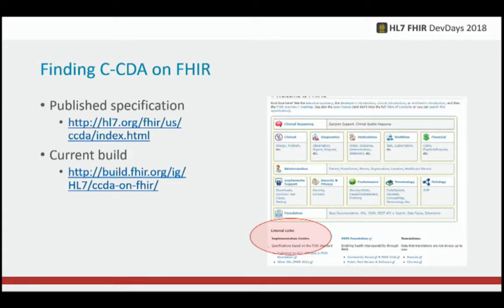Where do you find C-CDA on FHIR? If you want to find it, you can go to the FHIR homepage and scroll down to the very bottom, and you see where it's highlighted in red here, this thing that says implementation guides. Just click on that first link below that says published by HL7, FHIR Foundation, et cetera. A page will come up with US Core, and I think the third one down is C-CDA on FHIR. You can also just use these links that I've got up at the top. There is the published specification and the current build.